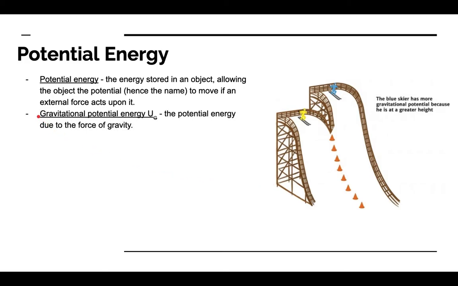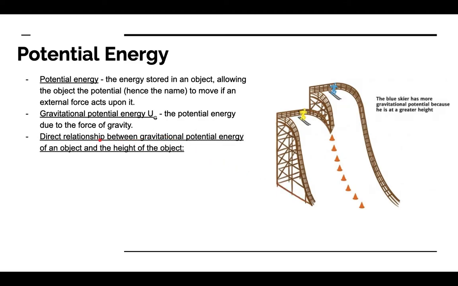So we define this as gravitational potential energy. We represent potential energy with the letter U in physics, and then we use a subscript capital G for gravitational potential energy. As we just talked about, it's a potential energy due to the force of gravity. Each of these skiers wants to be down on the ground, but they cannot because they have these platforms there. Thus, they have the potential to move and have potential energy stored in them due to the force of gravity. If you remove the platform, the force of gravity acts to bring them back down to the earth.